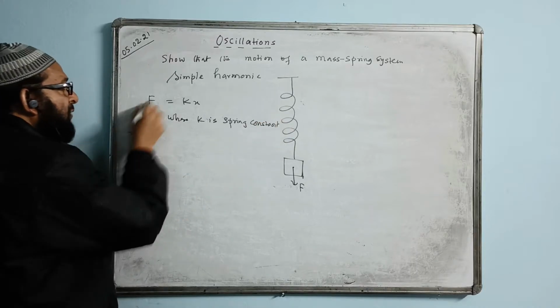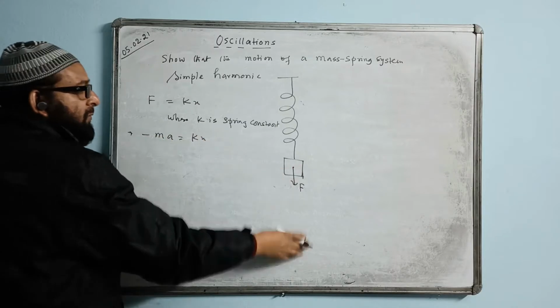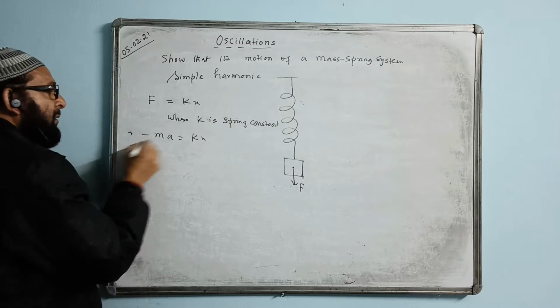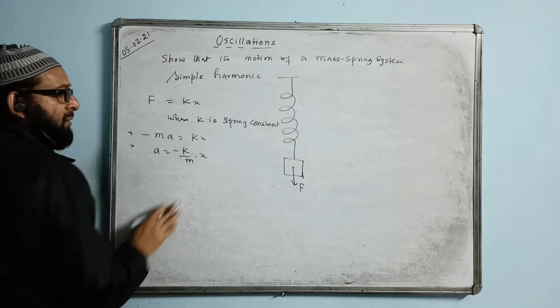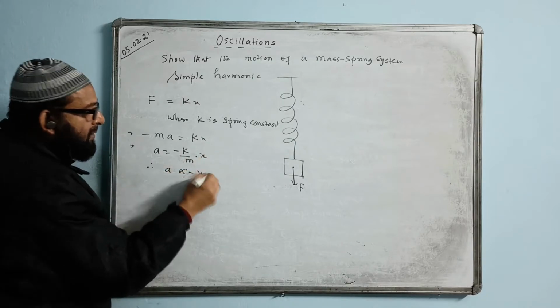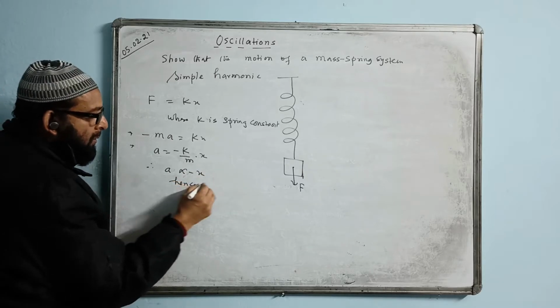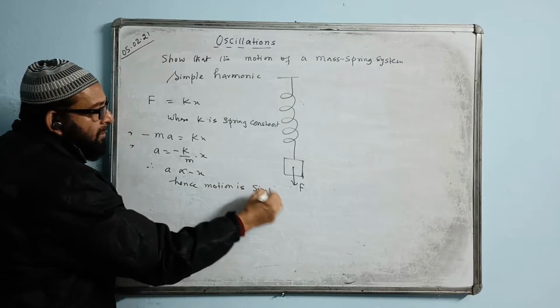Then F is a restoring force. With formula this will become minus Ma is equal to Kx, because once we draw this force, this will return back. The restoring force is here. Therefore, make A the subject, it will become minus K by M into x. Therefore, we find A proportional to minus x. Hence, the motion is simple harmonic.